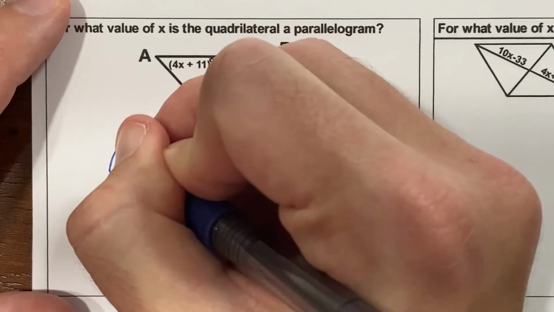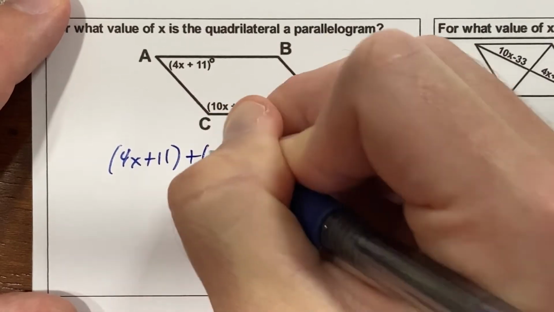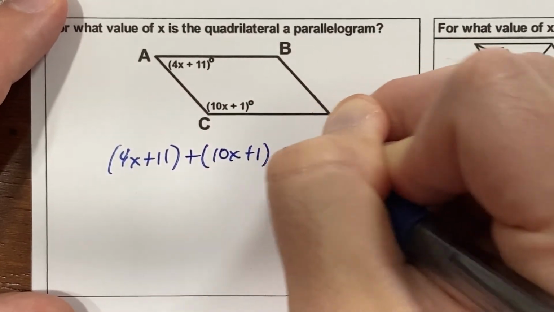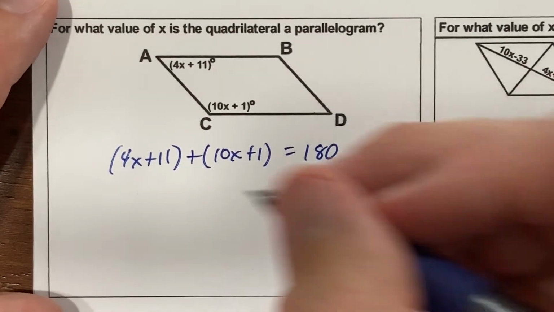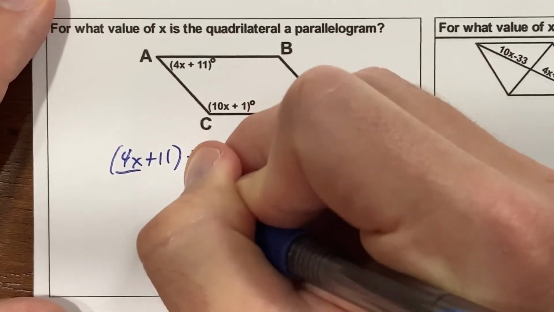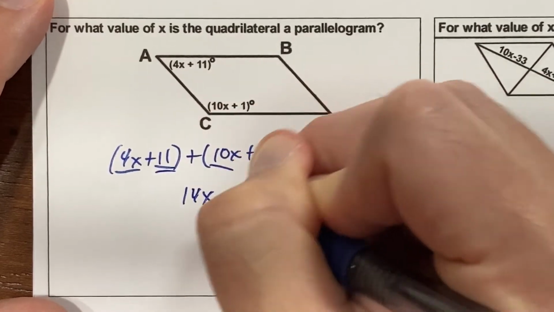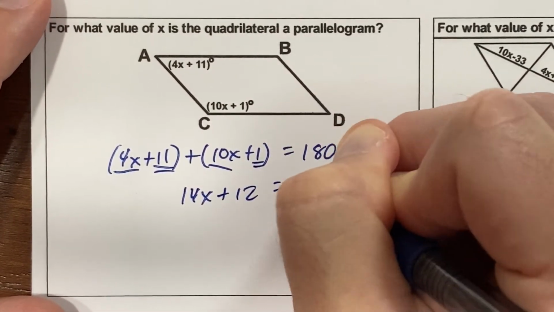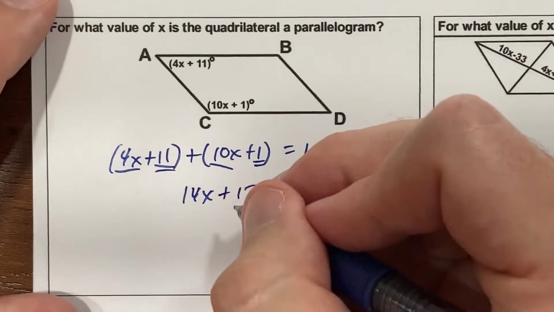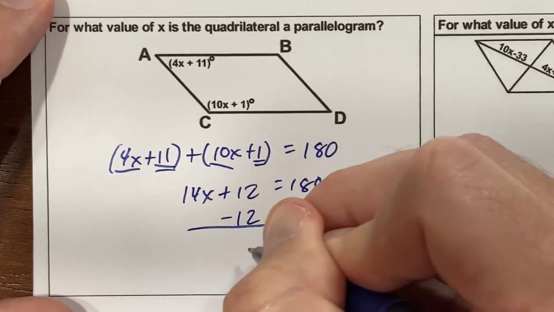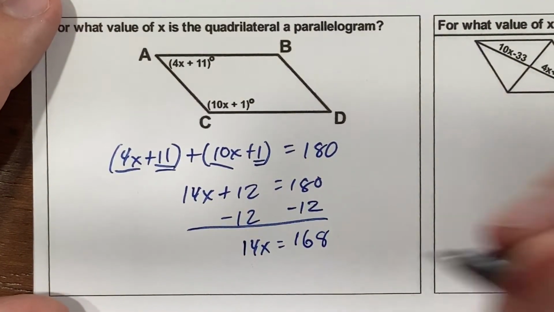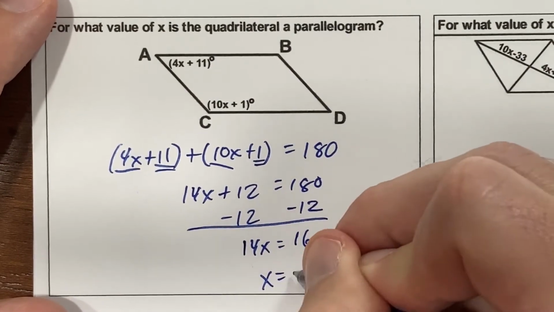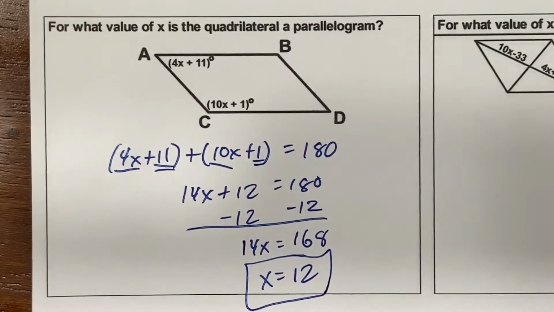So I'm going to say 4x plus 11 plus 10x plus 1 equals 180 degrees. So we're solving for x here. So we're just adding these things, so combining like terms here. I'll add 4x and 10x, that's 14x. 11 and 1, that's 12. I'm going to subtract the 12 over here and have 14x equals 168 maybe. And I think when you divide by 14, 12 maybe, hopefully.